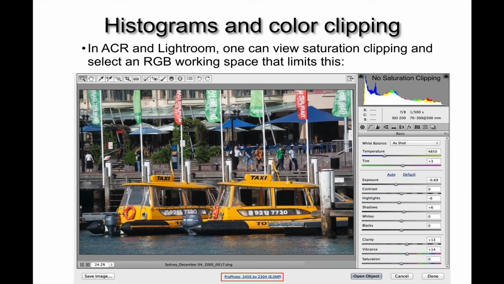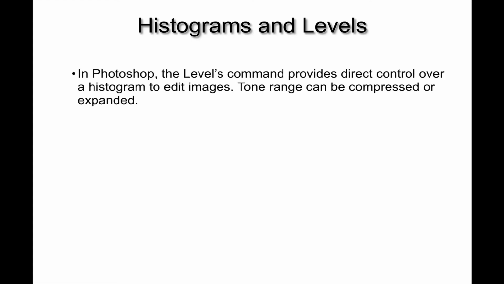Now, I generally recommend that you always set your raw converter to Pro Photo RGB. But this illustrates why, if we use such a large color space, we can avoid saturation clipping. Now, the histogram can be useful when you're editing your images, and I'm going to show you how we can do that in the Levels command.